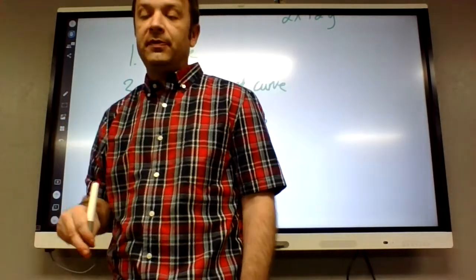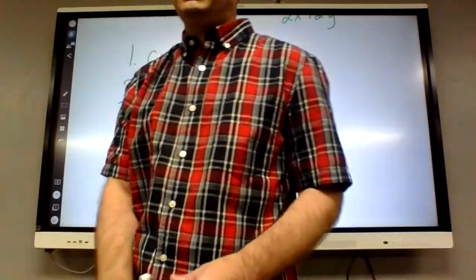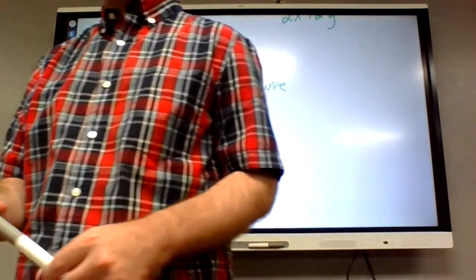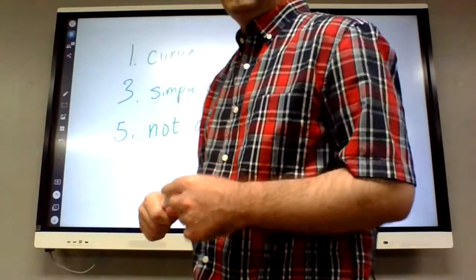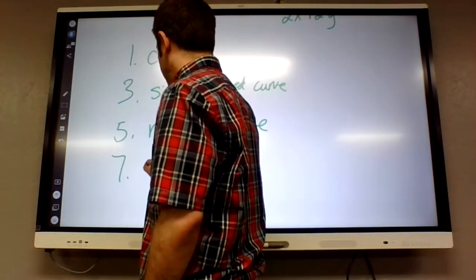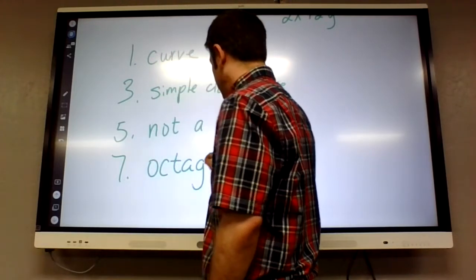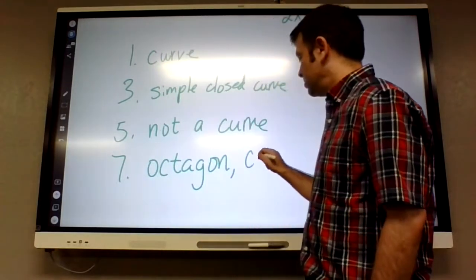So on number seven, is that a polygon? Yes. What kind? Octagon. Is it concave or convex? Concave. Right, because it's got caves, it's got indentions. Octagon, concave.